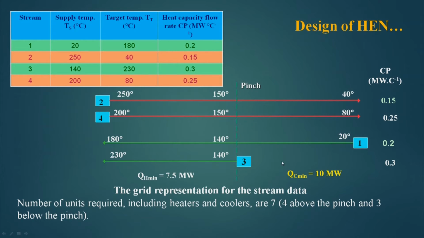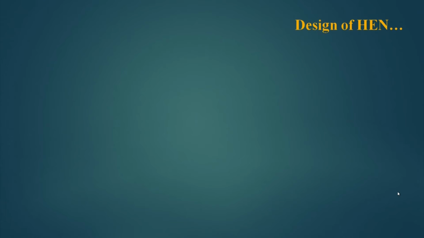So, we have to match QC minimum, QH minimum, number of units, and these temperatures should start with 250 and reach 40. So, these terminal temperatures and the supply temperatures have to be matched, and these flow rates have to be matched.